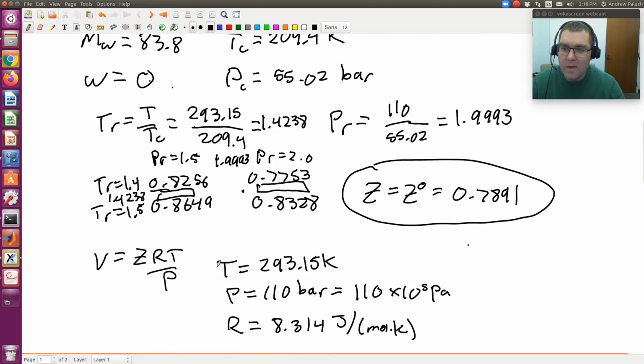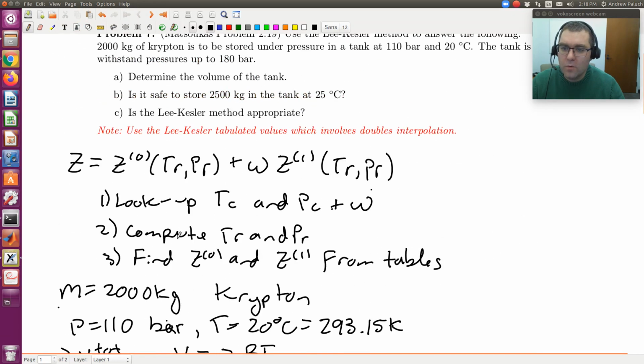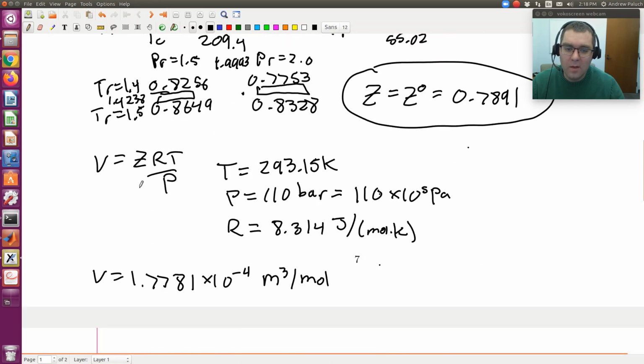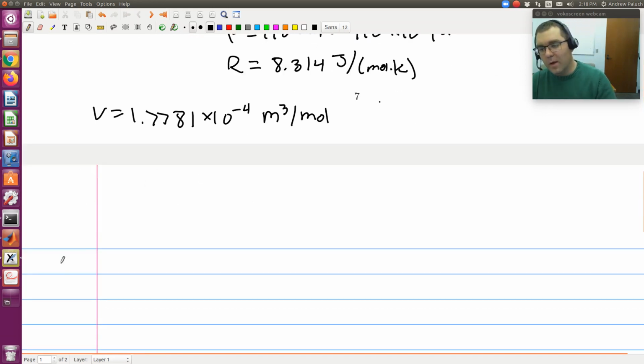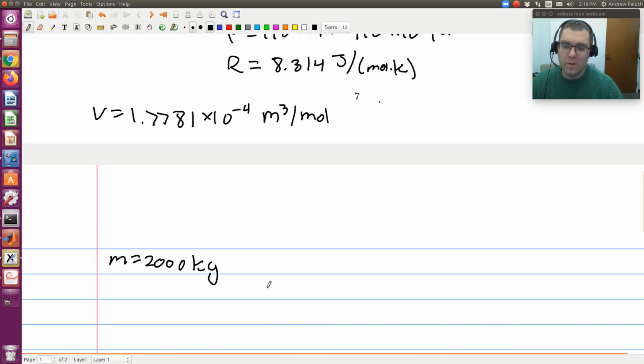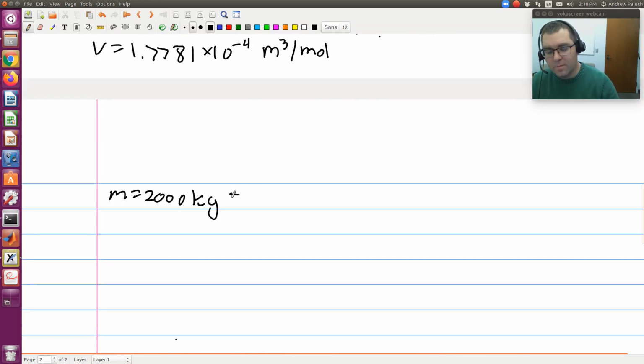All right, so now that we know V and we know the mass, which is 2,000 kilograms, the question is, what is the volume? First I'm going to need to determine the number of moles. I'm given the mass, which is 2,000 kilograms. That is equivalent to 2,000 times 10 to the 3 grams, since 1 kilogram is 1,000 grams, so I can just multiply by 1,000. Now I have the number of grams.